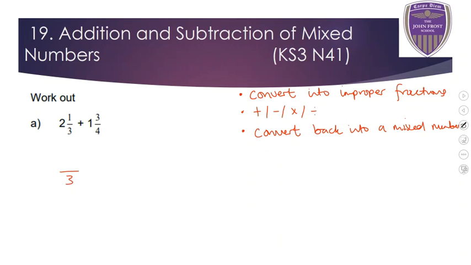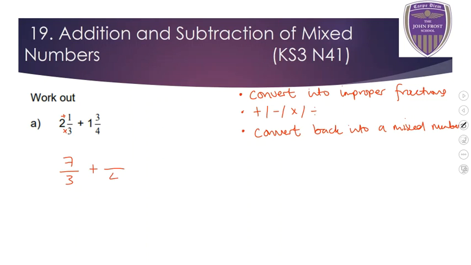Okay, remember the denominator stays the same, and to convert that into an improper fraction, the 2 means we've got 2 whole sets of 3. So we times, and then we add the top one. So 2 times 3 is 6, and then plus 1 is 7. So 2 and 1/3 is 7 over 3.